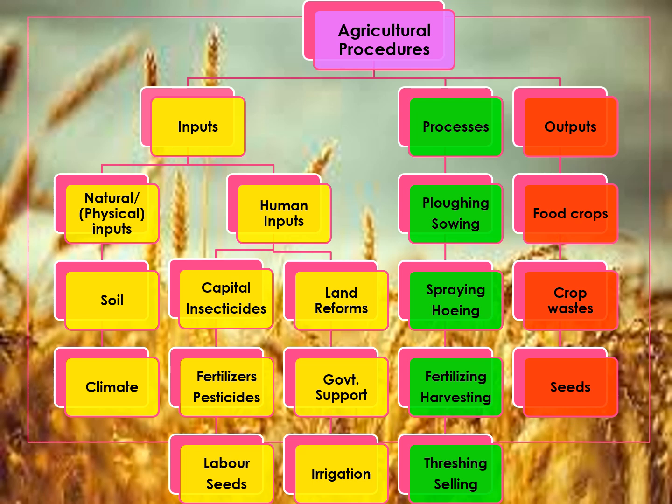Then the processes, if we talk about the processes, there are different processes involved in the agriculture procedures like ploughing, sowing, spraying, hoeing. Hoeing means weed control using a hoe. Fertilizing, harvesting like the crop cutting. Threshing is required only in grain crops like wheat and rice. They thresh the crop and they take out the grain, and the selling of these products as well. Outputs include food crops, crop wastes and seeds.